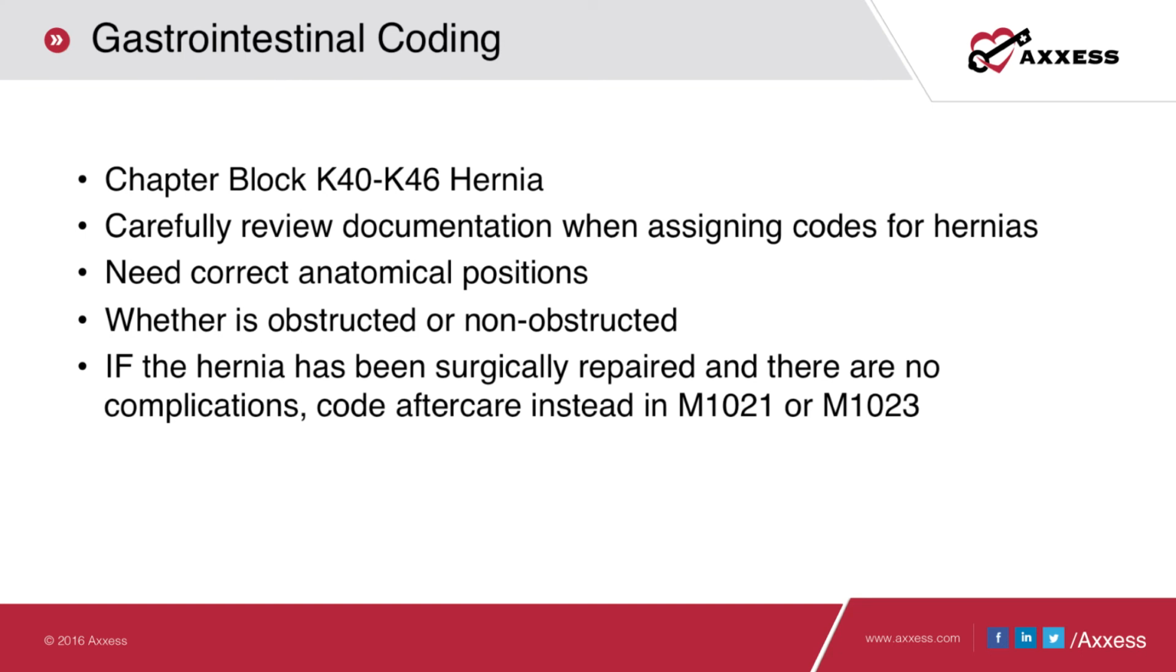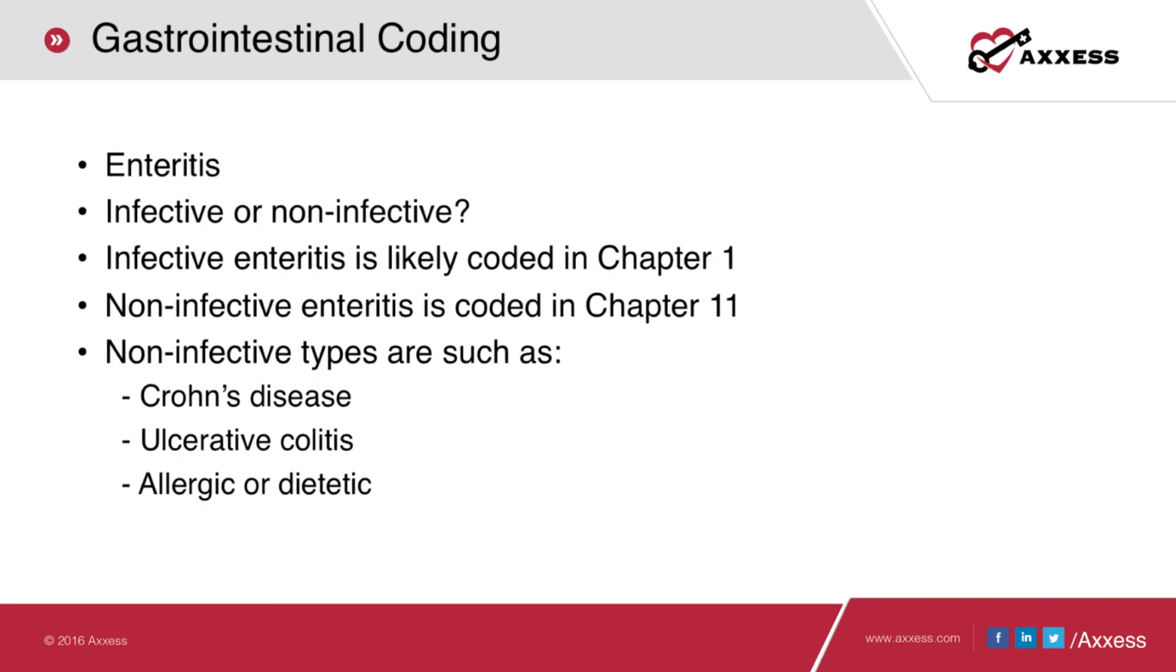You need to know the correct anatomical position, and you'll also need to know if that's an obstructed or non-obstructed hernia. If the hernia has been surgically repaired and there are no complications, you're going to actually code aftercare in M21 or 1023 because the hernia has been taken care of. Now, you might put that over in 1021B, over in the second column to the right, the hernia, but you're actually there for aftercare after the hernia has been taken care of surgically.